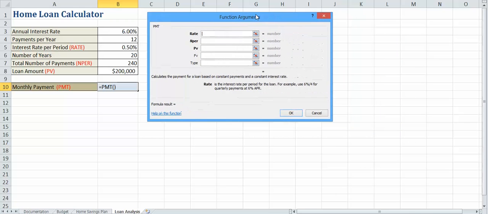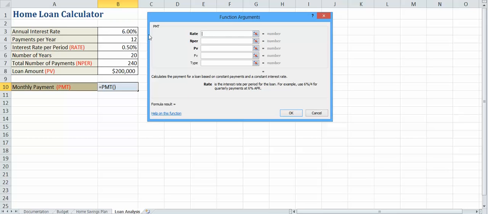And so here are the function arguments for the payment function, and you'll see that there are two that are in lighter type. And last week when we discussed functions, I mentioned that there are certain functions that have optional arguments, and this future value and type are both optional arguments. So these red words over here correspond to the arguments in the function.